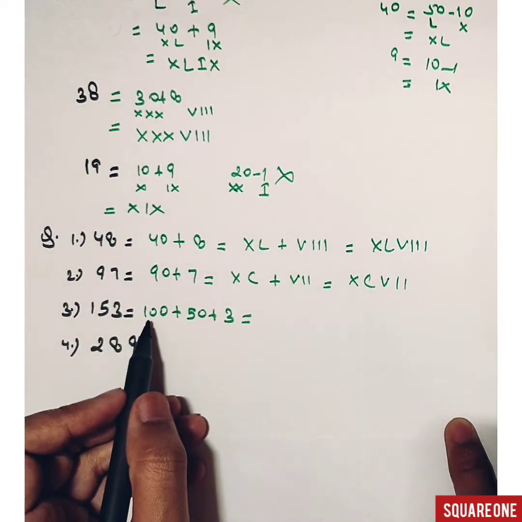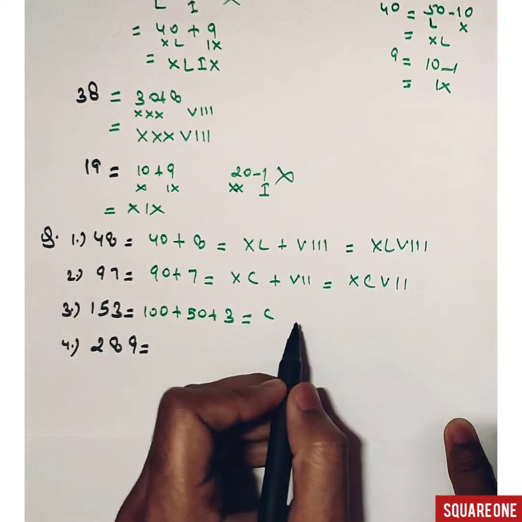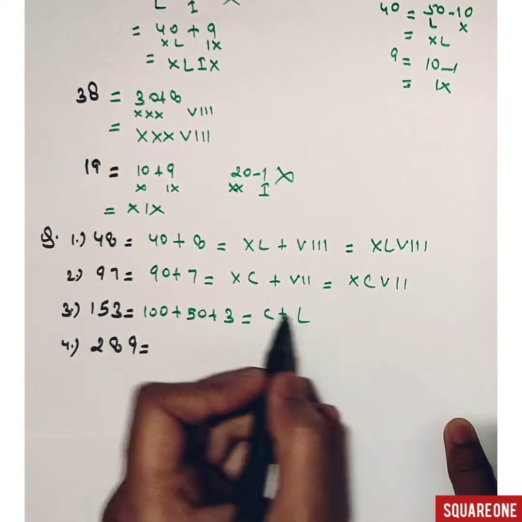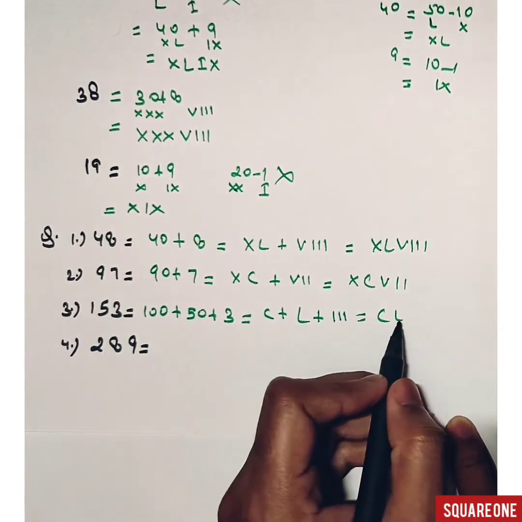153 is written as 100 plus 50 plus 3. 100 is written as C. 50 is written as L. 3 is written as III. This becomes CLIII.